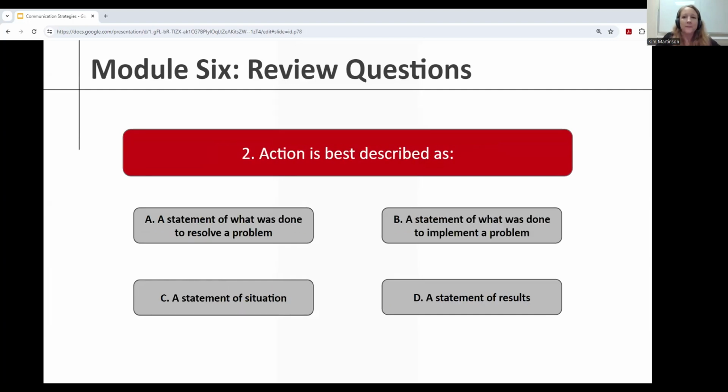Okay, action is best described as: A, a statement of what was done to resolve a problem. B, a statement of what was done to implement a problem. C, a statement of situation, or D, a statement of results. This one's a little tricky. It's actually A. The action part will provide a solid description and state the precise actions that will resolve any issues.